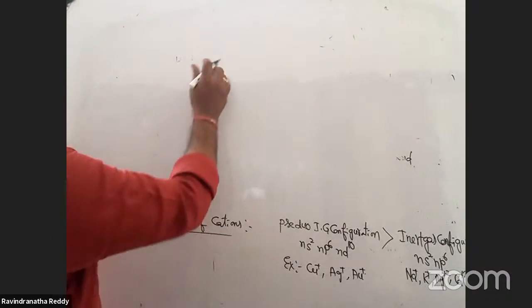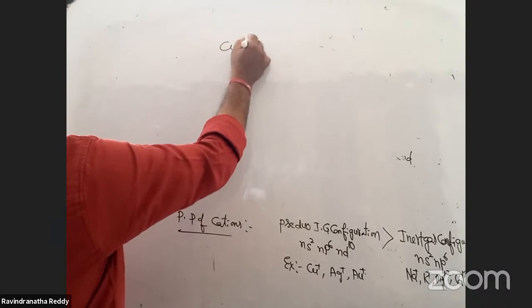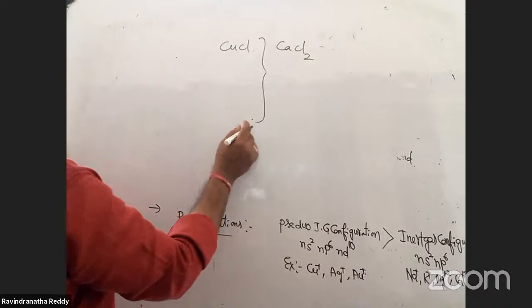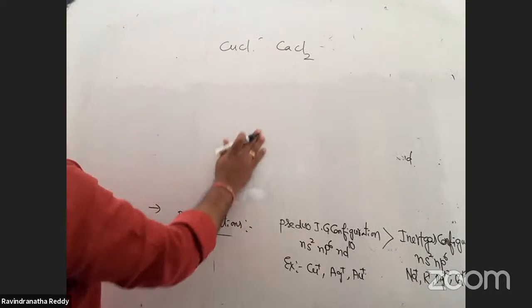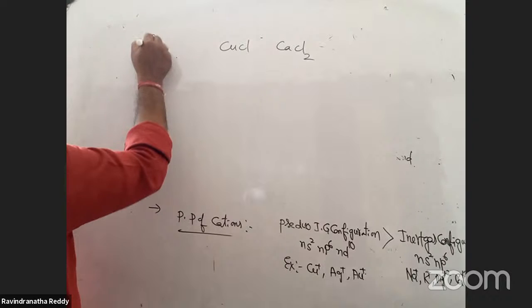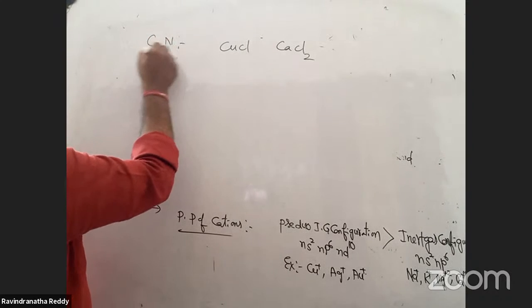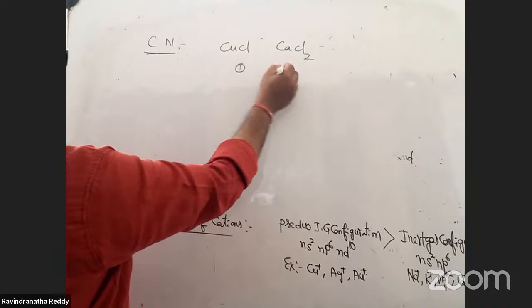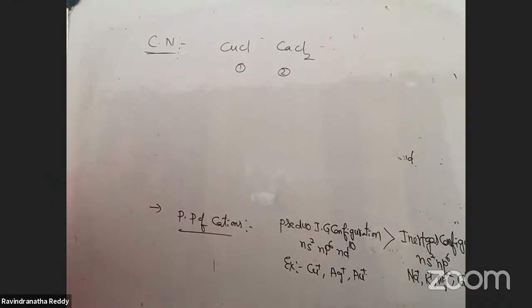See here, compounds like these are there: CuCl and another one is CaCl2. Which one is more covalent in nature? Compare compound number 1, CuCl, and compound number 2, CaCl2. Which is more covalent in nature?